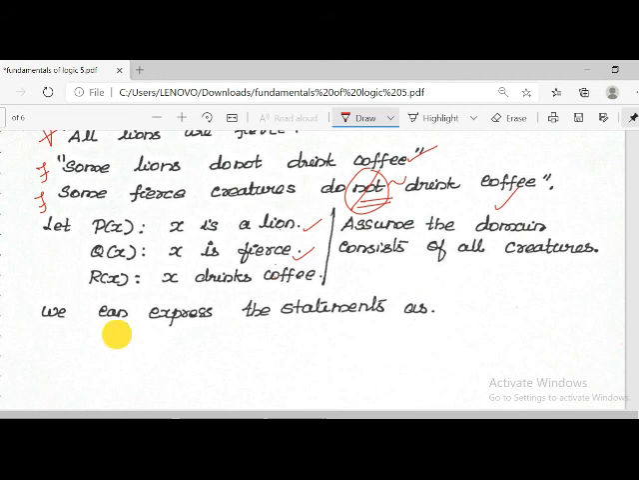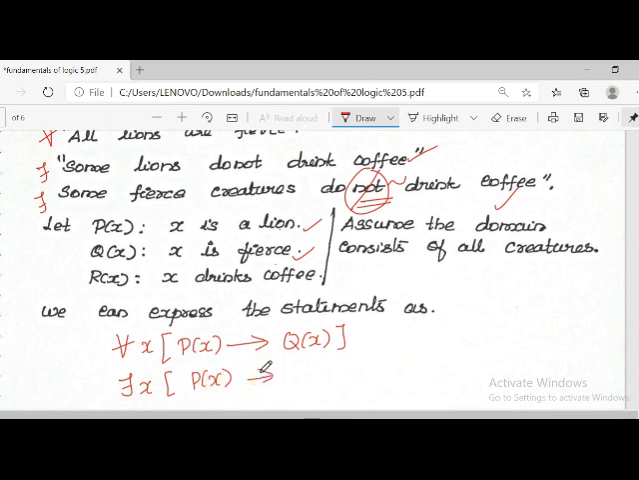The first two statements can be expressed as, for all x, how can we write this? All lions are fierce: P of x is a conditional, that is P of x implies Q of x. Now the next statement is, there exists x, some lions, so P of x implies do not drink coffee. Negation of R of x is x does not drink coffee. So this is the negation statement. Therefore I can say that P of x implies negation R of x.